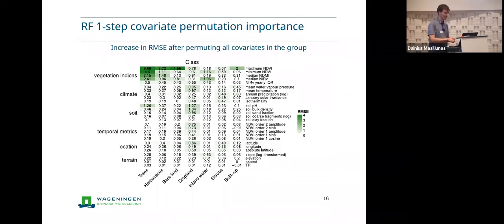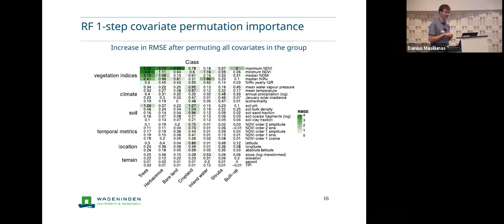Then from the covariates, we found that the vegetation indices were by far the most useful ones for most of the classes. Not all of them. We can see actually quite a bit of a difference between the different classes. For example, for shrubs, it was not that useful to have vegetation indices, but shrubs made use of all kinds of different information, including soil and climate information, as well as terrain and location covariates.